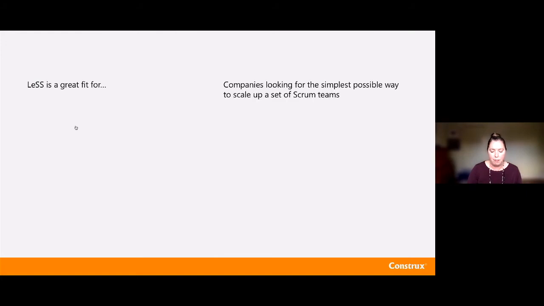So LeSS is a great fit for companies that are really looking at the simplest possible way to scale up a set of Scrum teams. It feels a lot like Scrum, it looks a lot like Scrum. People will say large scale Scrum is Scrum, and I think that's right. It's really the simplest way to scale up.